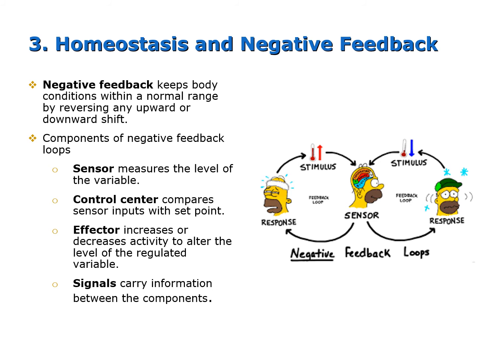In order to have a negative feedback, we need a few elements. The components of the negative feedback loop are what is called a sensor, which will measure the level of the variable. We need a control center that is able to compare the measured levels to the set point. And we need an effector that will increase or decrease the activity in order to change the level of this regulated variable and bring it back to the set point.